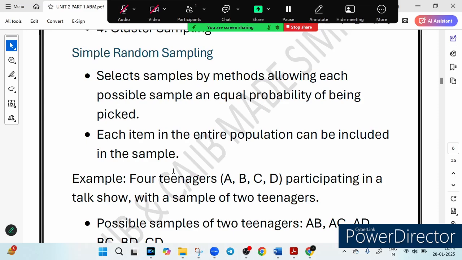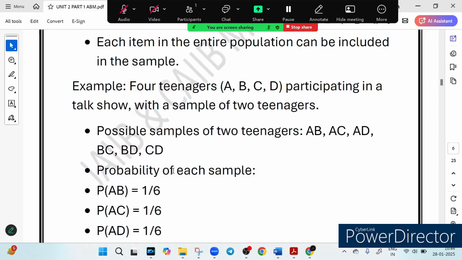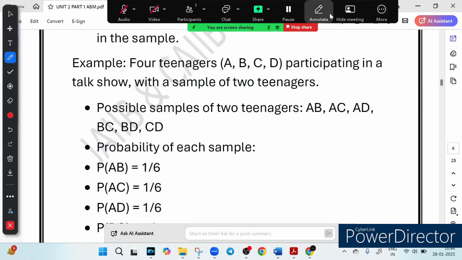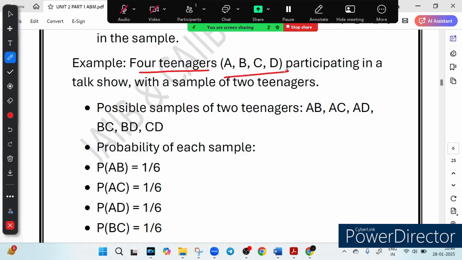Imagine we have four teenagers. Let me give you an example to make this concept clearer. Imagine that we have four teenagers A, B, C and D. They are ready to participate in a talk show, but the host wants to pick only two of them, a sample of two teenagers.